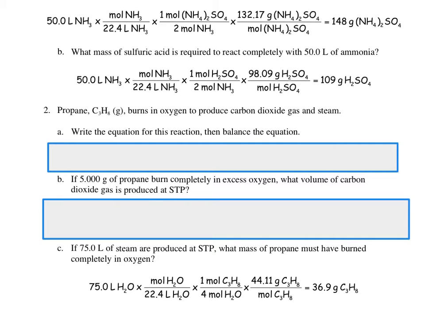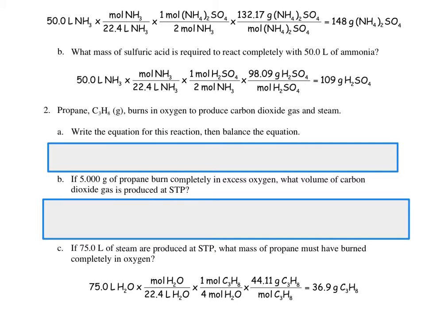So when we map those all out and finish balancing the equation, we get 1 mole of propane reacting with 5 moles of oxygen, yielding 3 moles of carbon dioxide and 4 moles of water. And you can count up all those atoms to make sure I got that right.